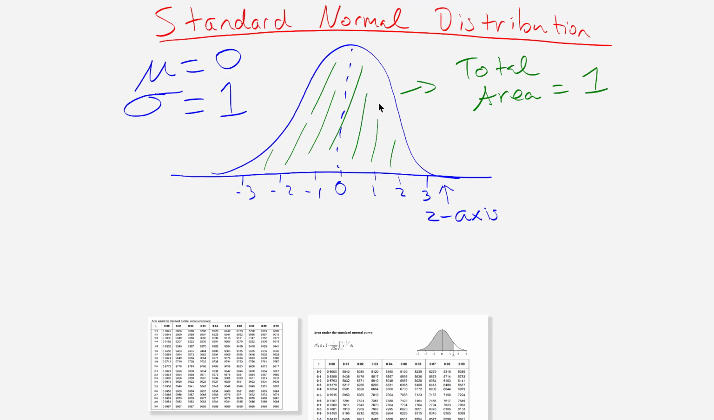What we need to be able to do is understand the connection between the values you have on the z-axis and the areas underneath the curve. And to use that, we use our normal distribution tables that you can see here.